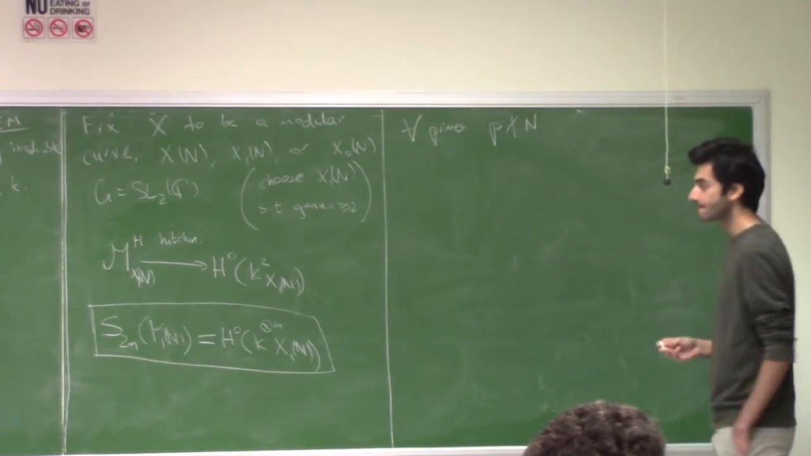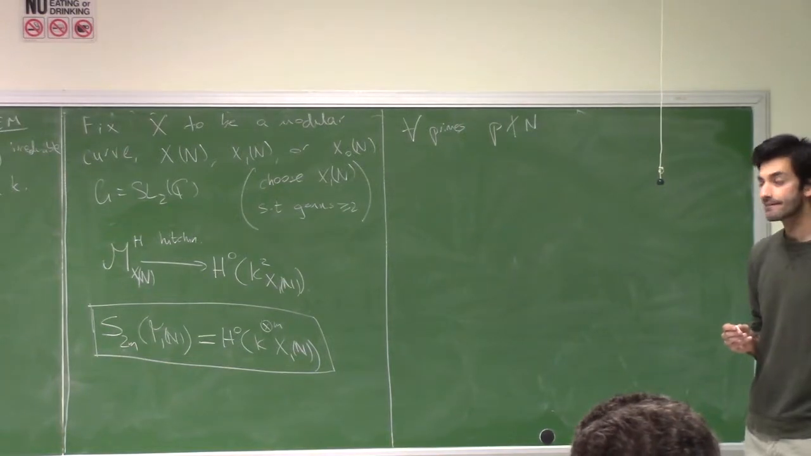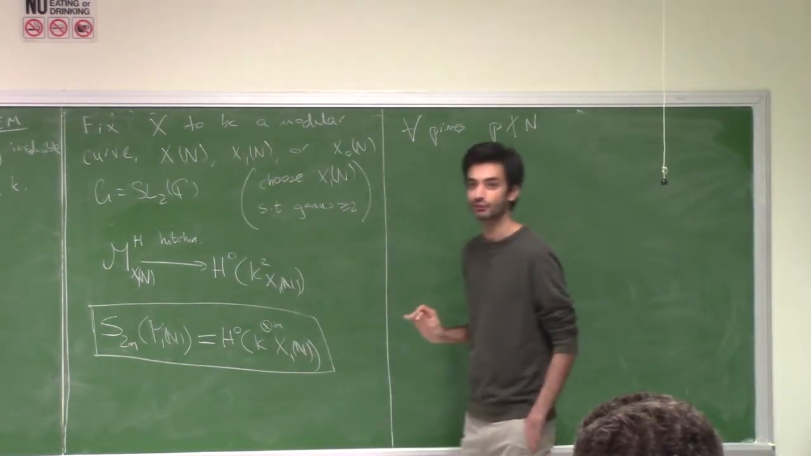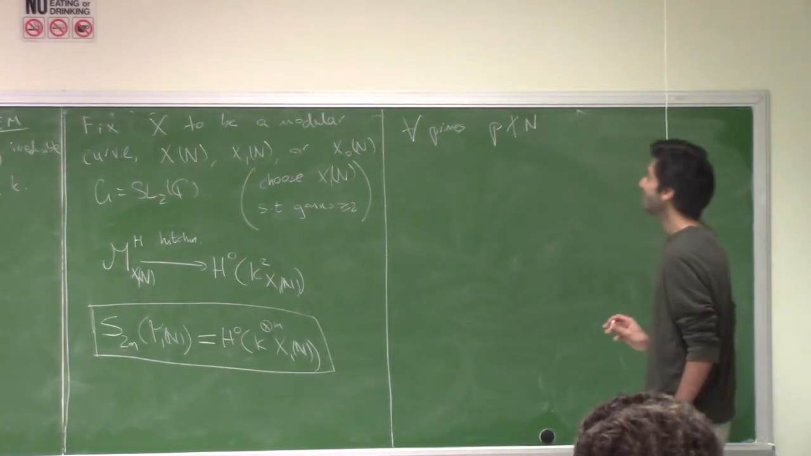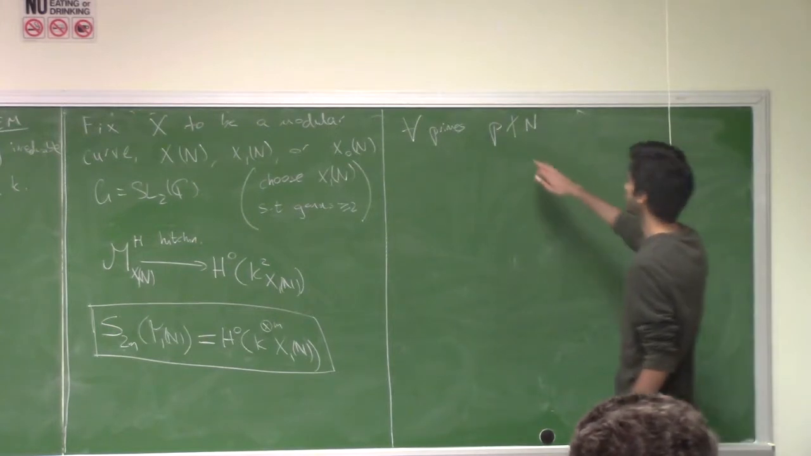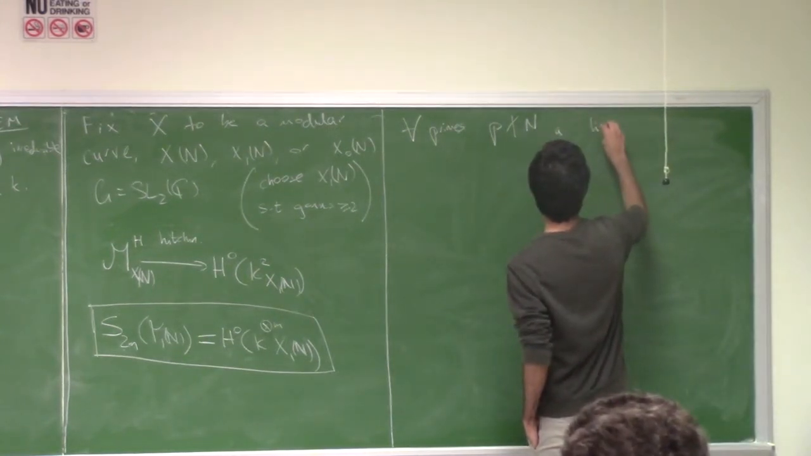Could you remind us quickly what is X_1(n), or what are the three of them? Yeah, I will define all three of them in a bit. So this is just the introduction into this kind of thing. Yeah, so for all primes p which don't divide n, we have a linear operator.